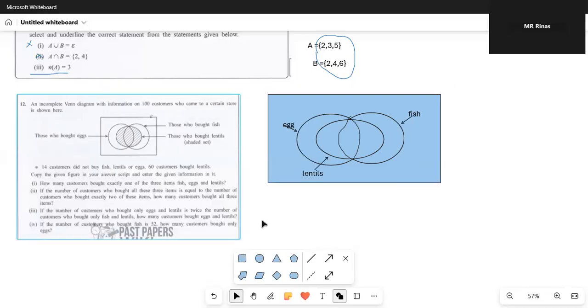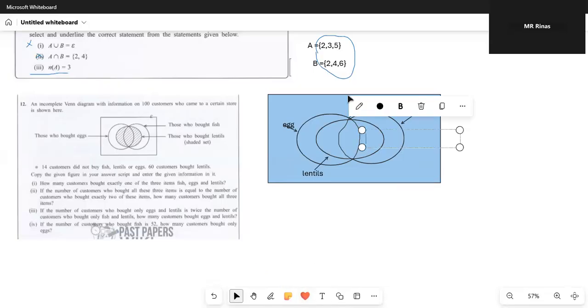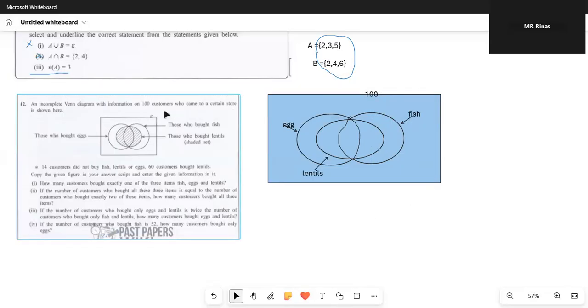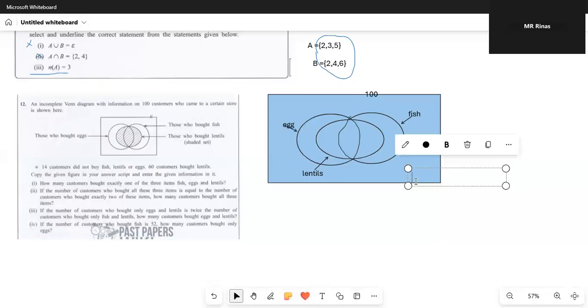They are telling that there are 100 customers. So how many customers are there? There are 100 customers. So we have to mention that here. Like this, we have to mention 100. Then they came to the canteen, so they came to a certain store. First statement: 14 customers did not buy fish, lentil or egg. So 14 customers are there. They didn't buy anything. So it will be like here.